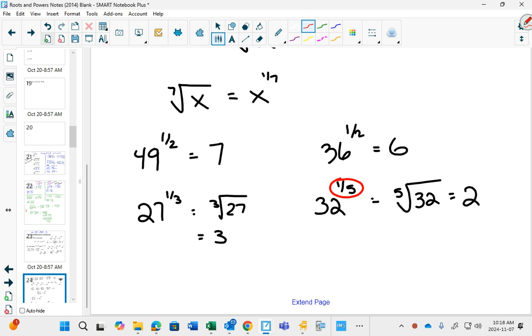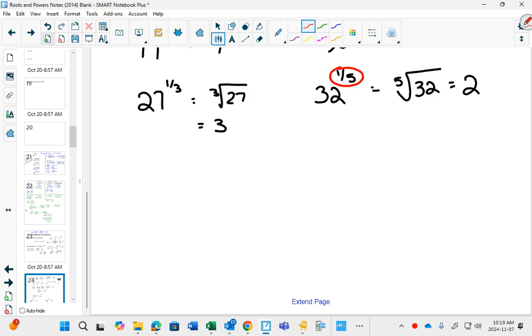But now we are going to have a little bit of fun. The little bit of fun that I'm going to get you to do is do in your head what's 8 to the 2/3 and what's 32 to the 3/5. 8 to the 2/3. Okay?